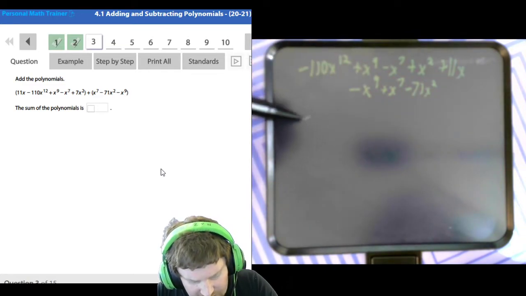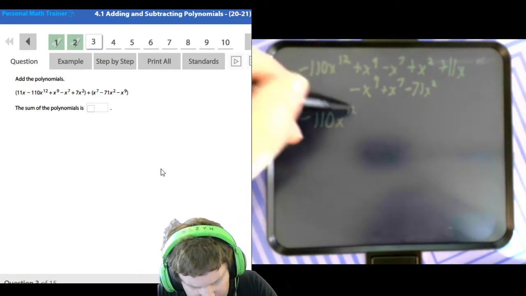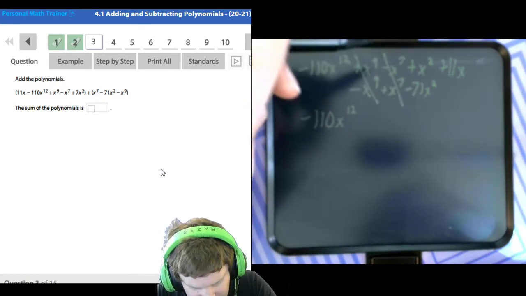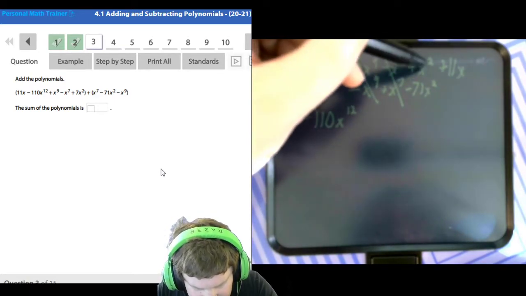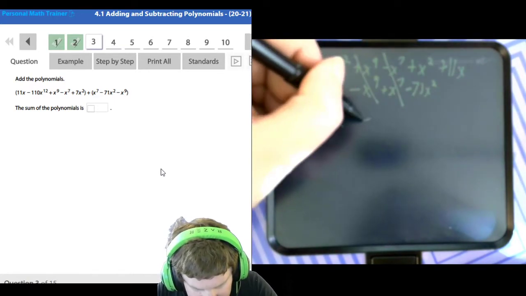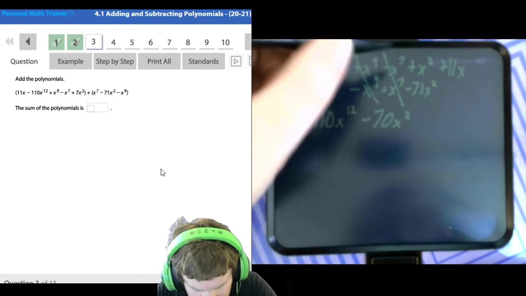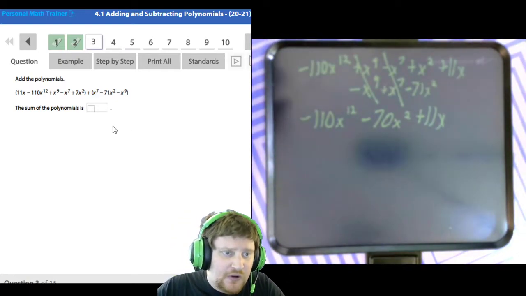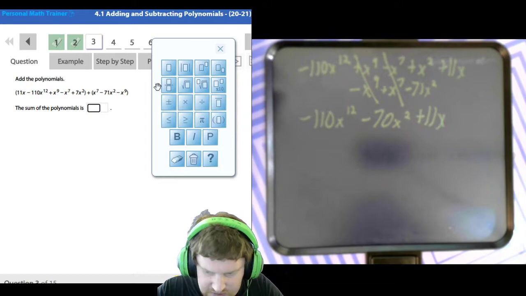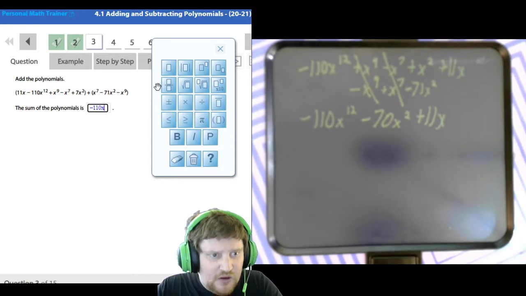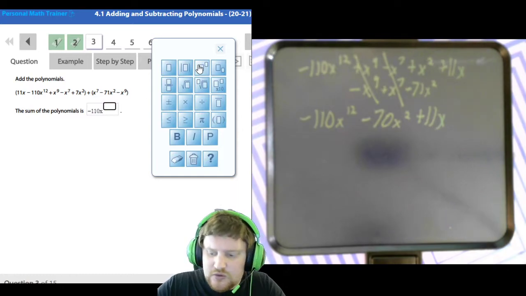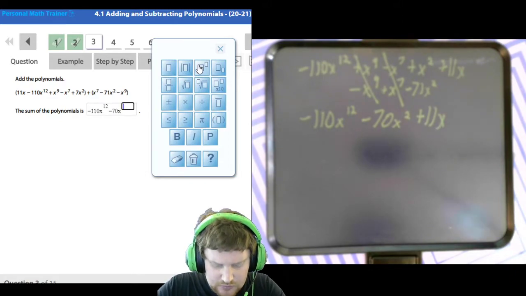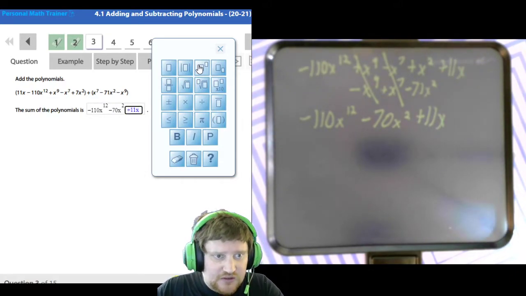Okay, so my negative 110x to the 12th comes down. Plus x to the 9th minus x to the 9th cancels. Minus x to the 7th plus x to the 7th cancels. X squared minus 71x squared is negative 70x squared. And then my 11x comes down. So my final polynomial is negative 110x to the 12th minus 70x squared plus 11x.